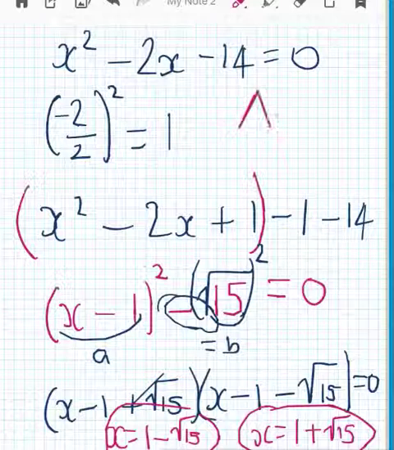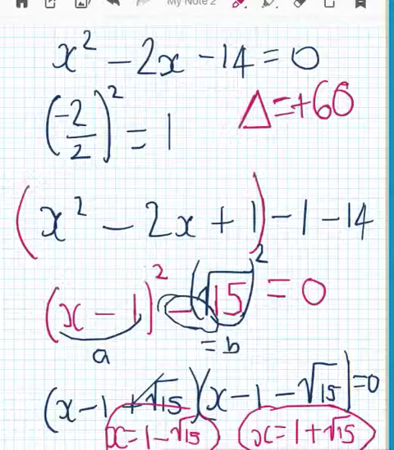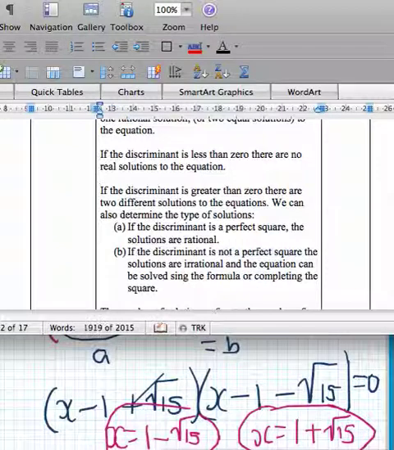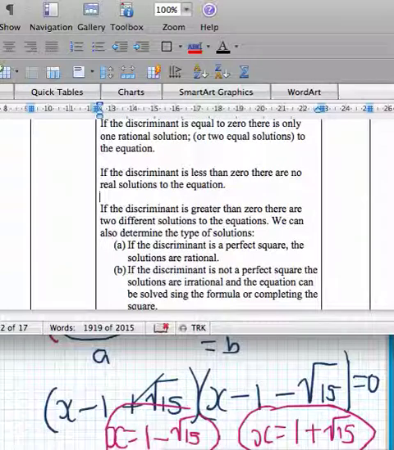And remember, to begin with, our discriminant was 60. And it was positive, telling us two different solutions. And because 60 was not a perfect square, our solutions are irrational. And we know irrational means they are surds. Okay, so we'll keep practicing. But remember, this is a useful tool. The discriminant is very useful to help us determine whether we have any solutions, and if we have any solutions, the type of solutions we can get. Thank you.